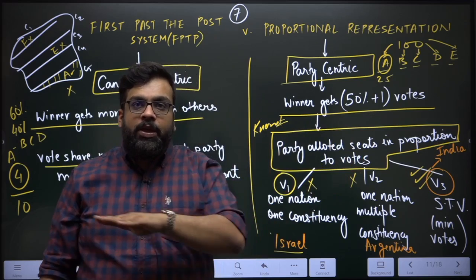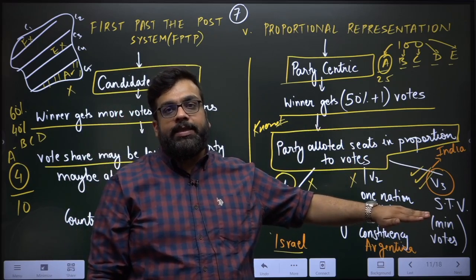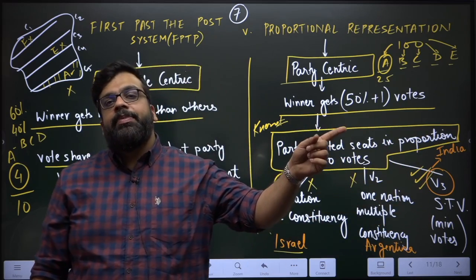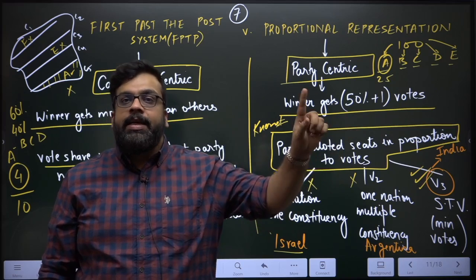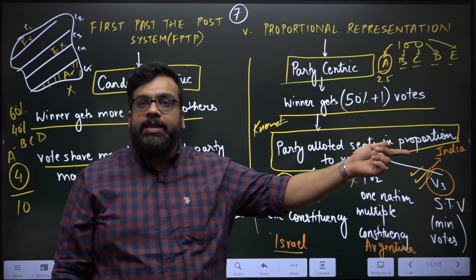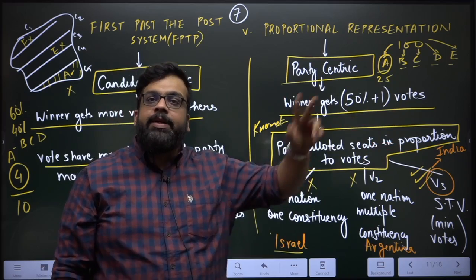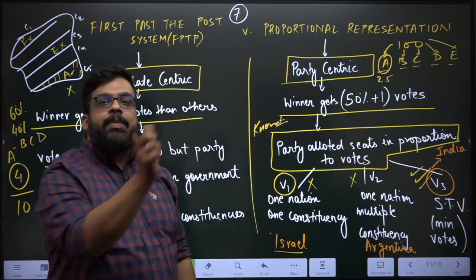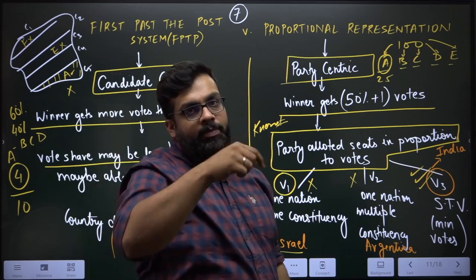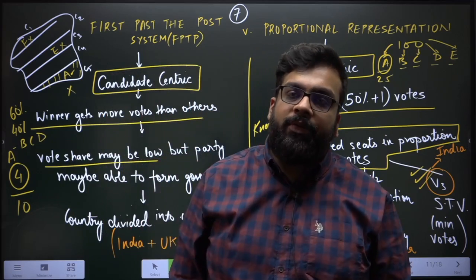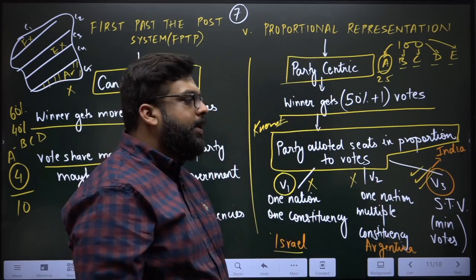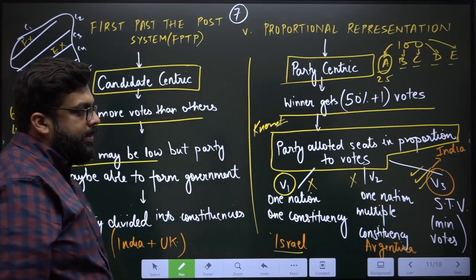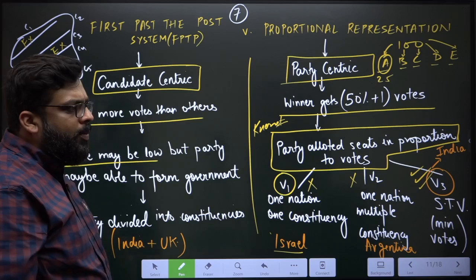You remove the lowest contestant out of the race, redistribute the second preferences of the lowest contestant, give it to whoever the second preference is, and you keep redistributing it until you get to that magic number, which in the presidential election could be more than 50% of the total number of votes, and in a Rajya Sabha election, depending on the state and the vacancy, right? There are defined formulas for the same.